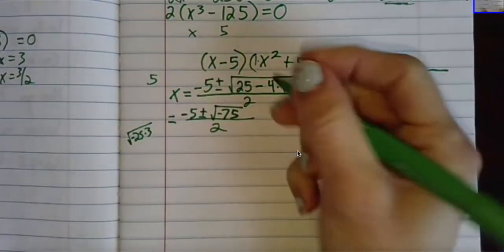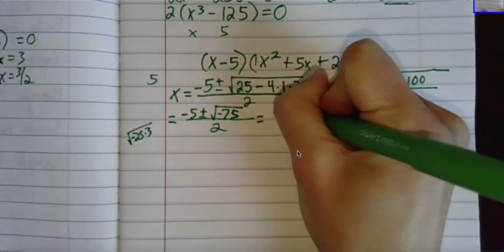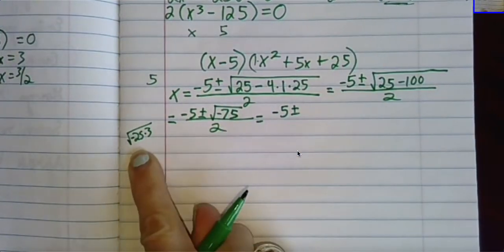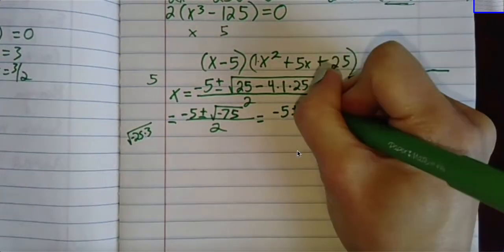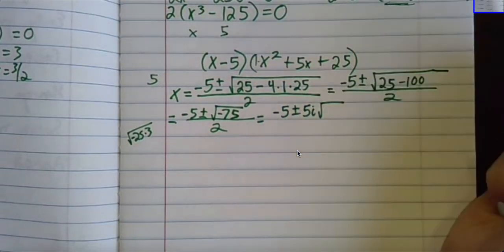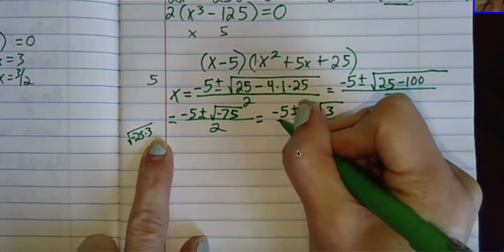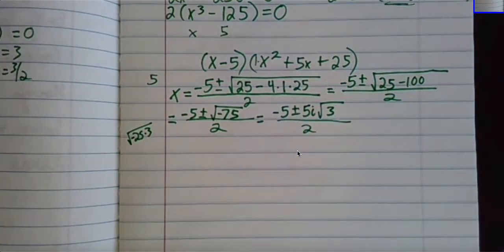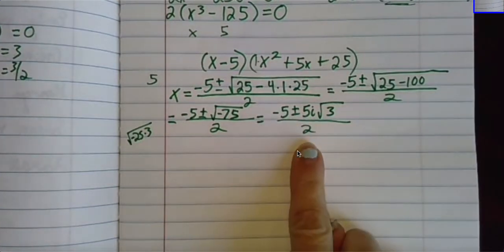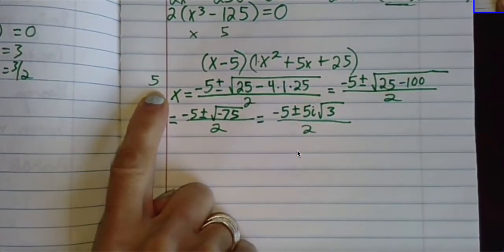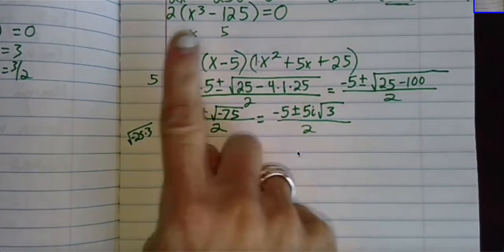All right, let me just write this down. I write my negative 5 and my plus or minus. What's the square root of 25? 5. And what happens when there's a negative? I. So 5i, and what's left over in my square root? A 3. And I put this over 2. Now, sometimes, like yesterday, we were able to reduce. Can we reduce this one? No, so we would leave it. So these are our 2 answers.